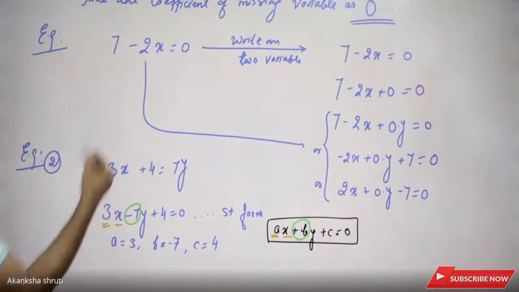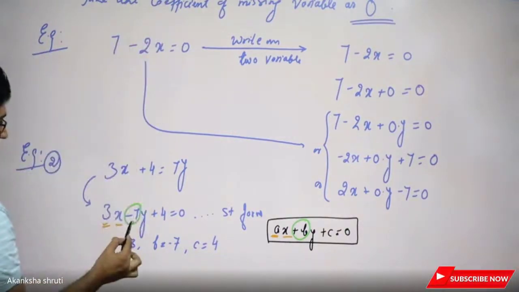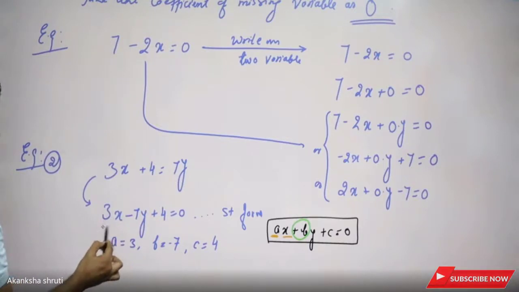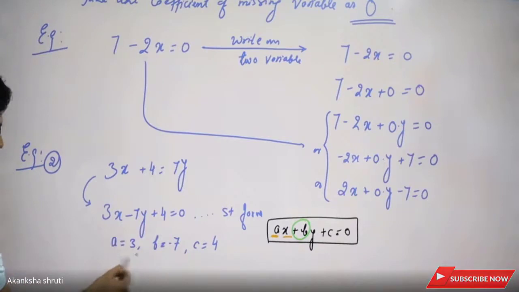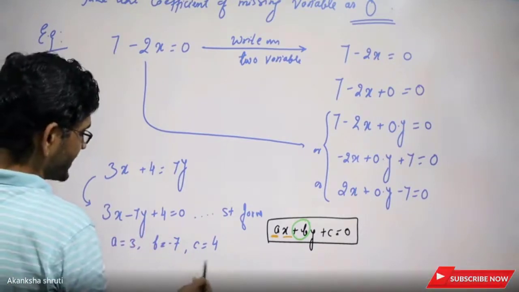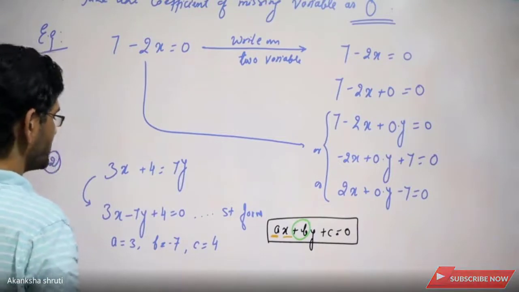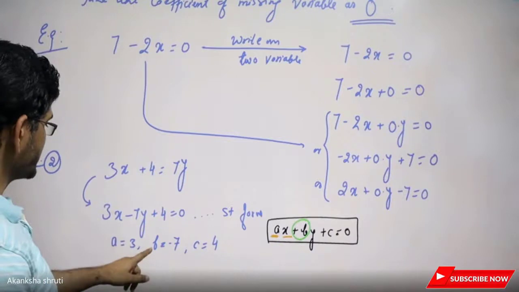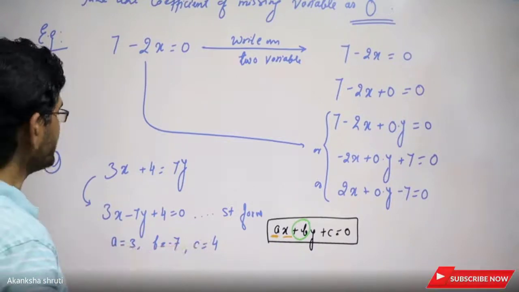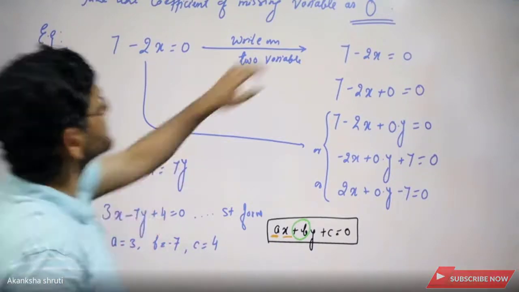Be careful regarding this sign. Do not miss this sign. If the sign of the coefficient is positive, you take it with the positive sign, and there is no need to write that positive sign. But if it is negative, then writing the sign is very much important. This way, the coefficients and constant term we have written. Students, based on this, the question is asked.